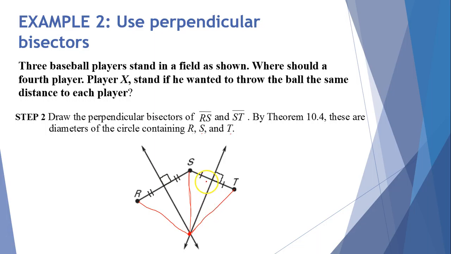So to be able to find where player X needs to stand, you just find the perpendicular bisector of this segment and this segment, and where those perpendicular bisectors intersect, that's where that player needs to stand. So I've given y'all an exercise just like this in your lesson quiz. So if you don't have your compass and straight edge, then we'll do that at school tomorrow or our next class day together. Okay?